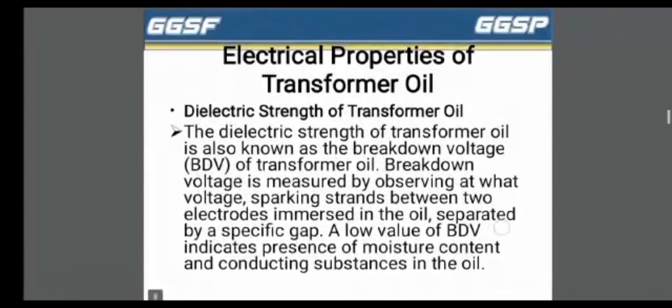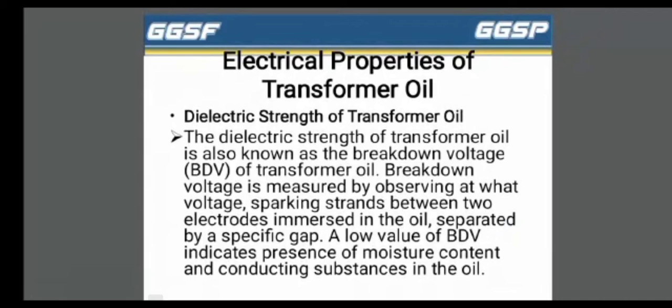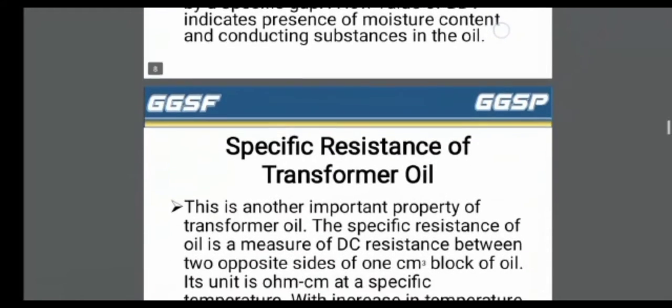Electrical properties of transformer oil. Dielectric strength of transformer oil. The dielectric strength of transformer oil is also known as the breakdown voltage (BDV) of transformer oil. Breakdown voltage is measured by observing at what voltage sparking starts between two electrodes immersed in the oil, separated by a specific gap. A low value of BDV indicates presence of moisture content and conducting substances in the oil.